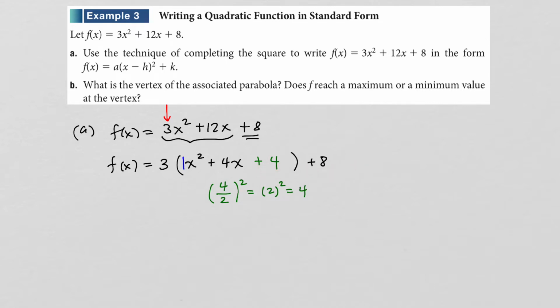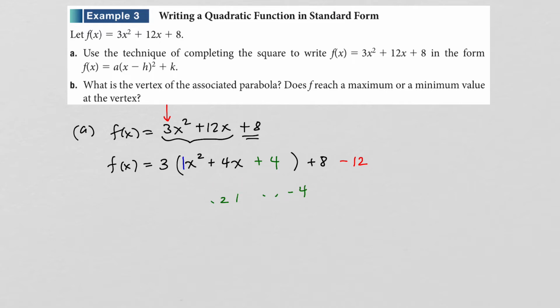But here's the tricky part. Most students, what they will do is they will put a minus 4 out here. But that is actually incorrect, because when you add 4 here, that 4 is also being multiplied by 3. So even though you may have written plus 4, you actually added 12, because 3 times 4 is 12. So to compensate for that, we have to subtract 12 on the outside.